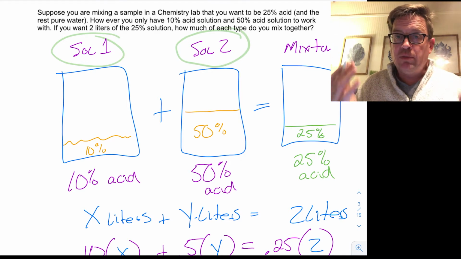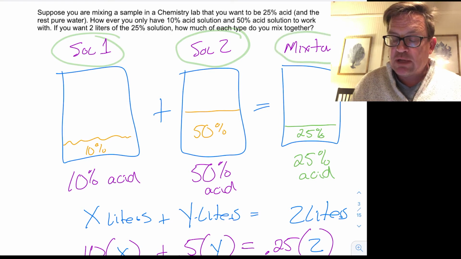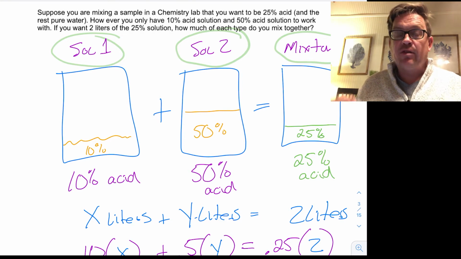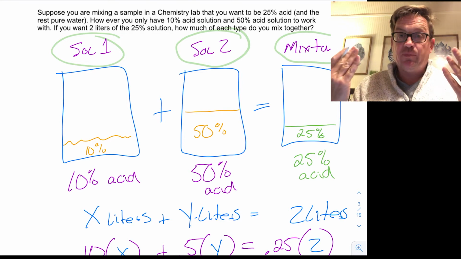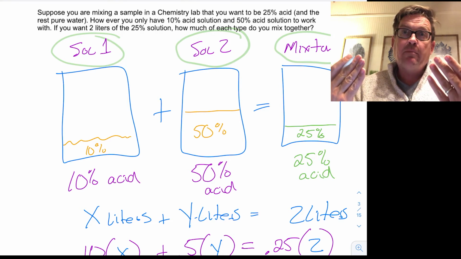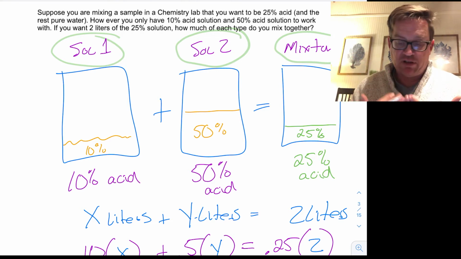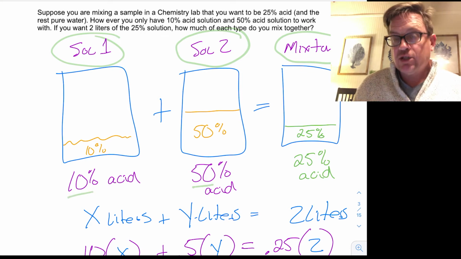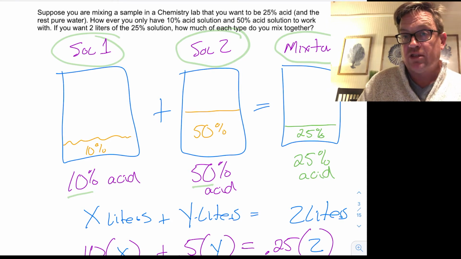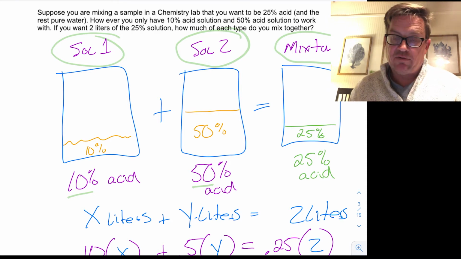Your goal when you mix those two things is to come up with something that's in between 10% and 50%, and I want it to be 25%. If I had the same amount of the weak acid and the strong acid, my percentages are just going to average. So the average of 10 and 50 is 30. So I want a little bit weaker acid, so I'm going to end up having more of the 10% and a little bit less of the 50%, more of the weak and a little bit less of the strong.